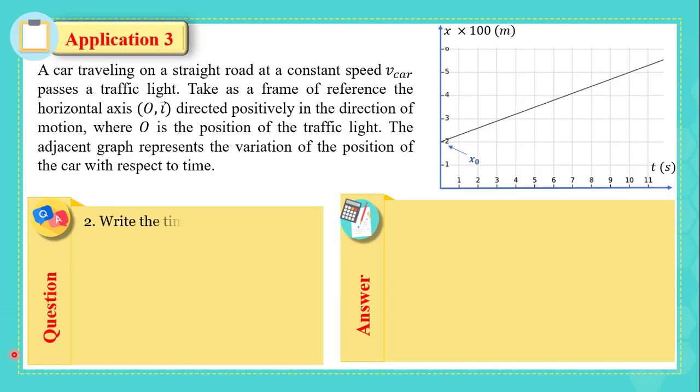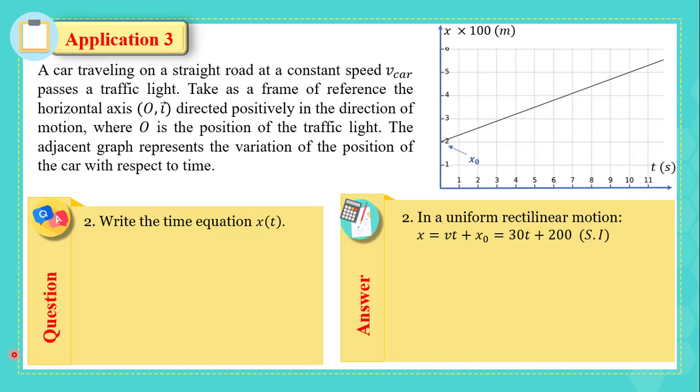Now we are asked to write the time equation x as a function of t for this curve. In a uniform rectilinear motion, the equation is of the form x equal vt plus x0. V is calculated and measured to be 30 meter per second and x0 is 200. Then the equation is x equal 30t plus 200 SI unit.